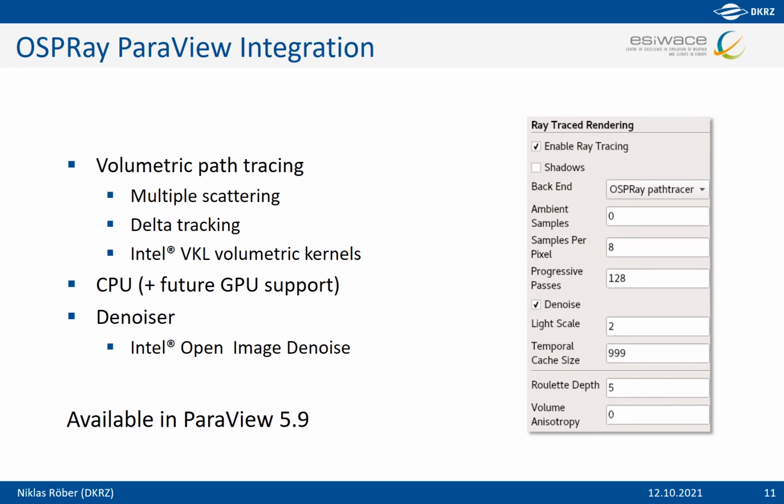OSPRay in ParaView provides an interactive CPU rendering path for very large datasets that can be run on laptops to compute clusters, while GPU support is forthcoming in future releases. The path tracer was released in ParaView 5.9. For interactive viewing, a machine learning denoiser can be activated to reduce noise, and settings can be tweaked for higher fidelity or faster performance. The progressive rendering mode was used for interactive sessions, which start out with a low number of samples and converge to a less noisy image over successive passes after user interaction has ceased.